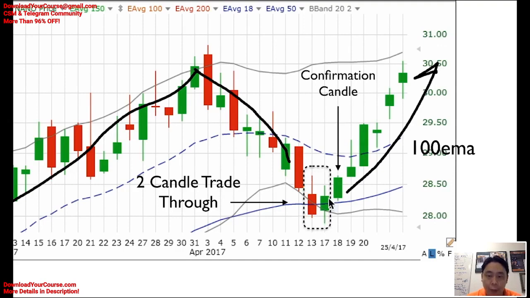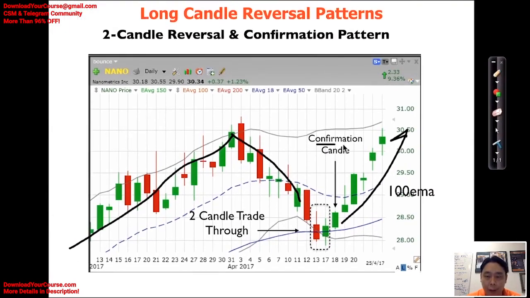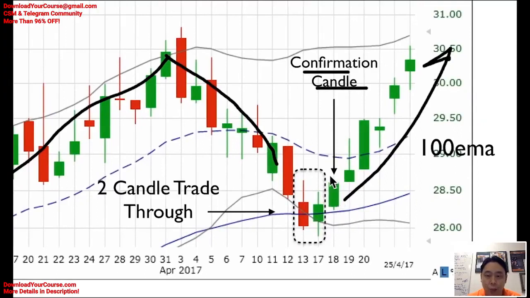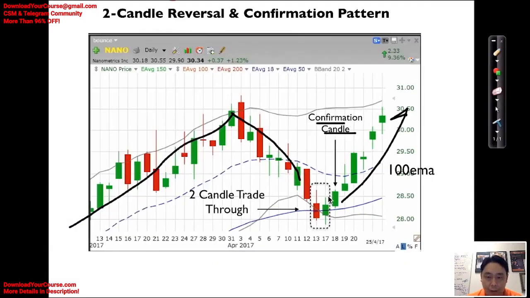Now, following that, we need to have a confirmation candle. And again, the confirmation candle has to be a bullish candle if we're going long. And what's the criteria? The confirmation candle must make a higher low than the low of the reversal candle, right? So this low is higher than this low, showing us the price has reversed up. Next, the confirmation candle must close above the high of the reversal candle, right? So this is a valid two-candle reversal pattern that has been confirmed.